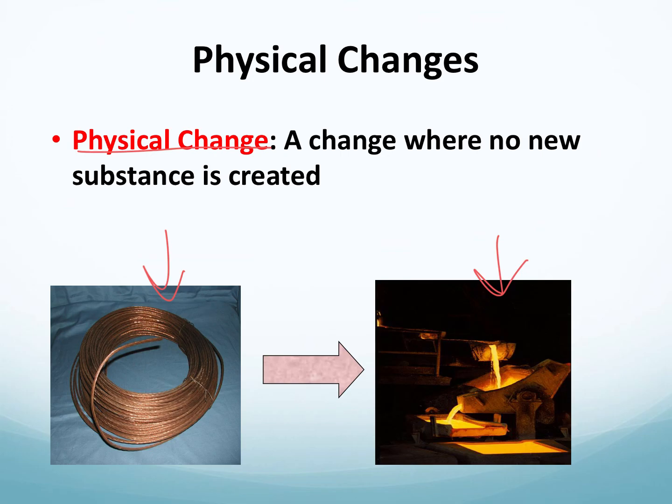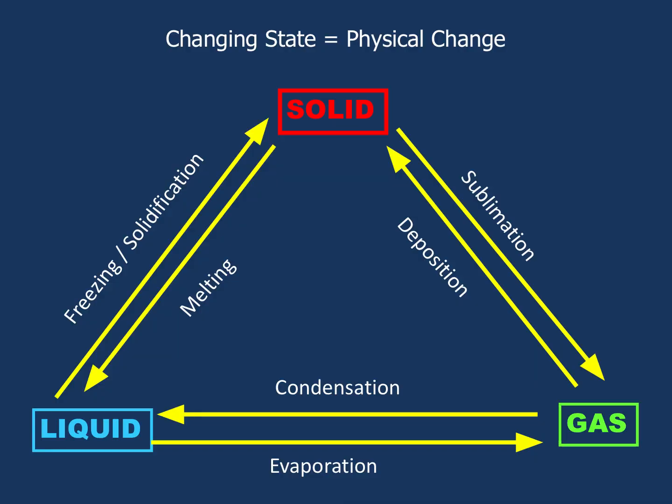Those are typical physical changes. So here we can see physical changes in the form of changing state. When something changes from a liquid to a solid, we call it freezing or solidification. When something changes from a liquid to a gas, that's evaporation, evaporating.